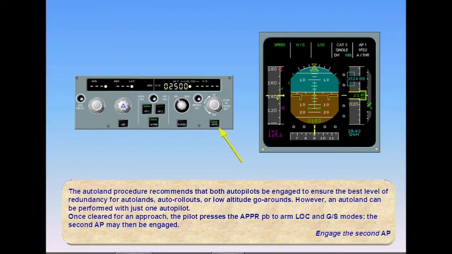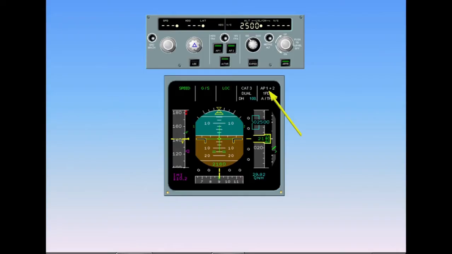Engage the second autopilot. The FMA confirms the engagement status of both autopilots. Note the dual statement on the second line.